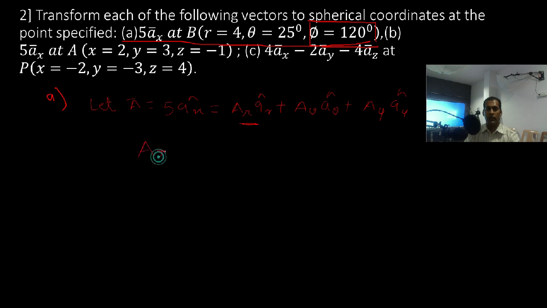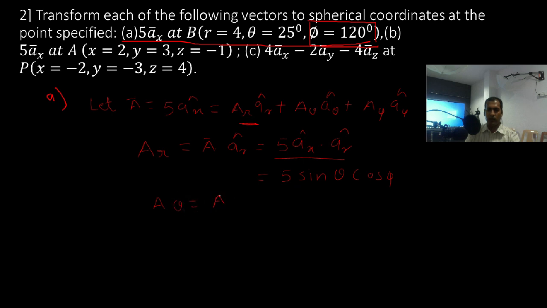First, A R will be equal to A bar dot A R cap. For solving this we take the dot product, since phi is only with A X cap. So this is A X cap dot A R cap. According to our table, this value is phi sin theta cos phi. This is for A R.